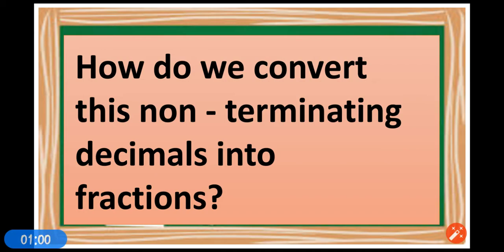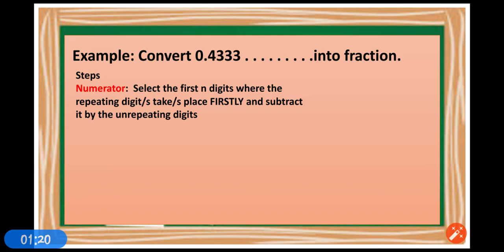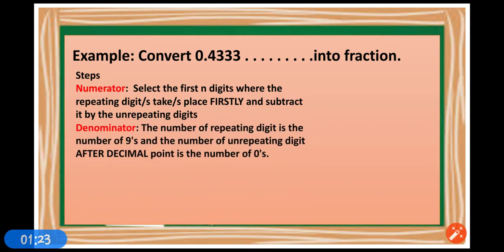Alright, so how do we convert these non-terminating decimals into fractions? Let's say, for example, you are to convert 0.433333 into a fraction. Since we're dealing with converting into a fraction, we need the numerator part and also the denominator part. To look for your numerator part, you have to select the first digits where the repeating digit or digits take place firstly and subtract it by your unrepeating digits.